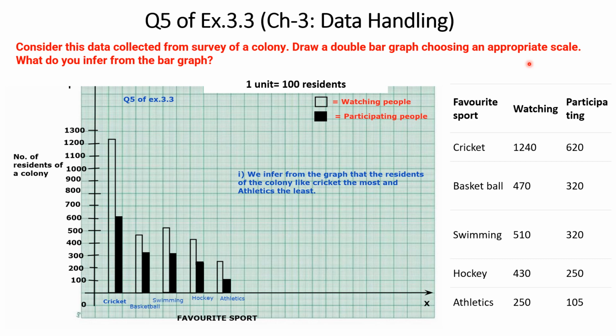Okay, so by following the same process, I have done the plotting of this question also. You can have a look. Here one unit represents 100 residents, and this blank box is for watching people and the other one is for participating people. The question was about the favorite sport, and favorite sport है कौन कौन देखता है और कौन कौन participate भी करता है, उसका बार ग्राफ बनाना है. So by following the same process I have plotted it. You can pause the video and you can have a look and then you can plot it side by side.